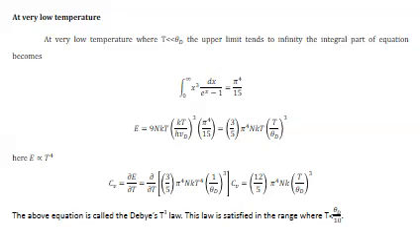Debye's T cube law. This law is satisfied in the range T less than theta D by 10. So, at low temperature, this law is satisfied only up to the temperature T less than theta D by 10. After that, when the temperature goes lower, Debye's theory will not work. So this is the limitation of Debye's theory. If the low temperature goes beyond that, then Debye's theory doesn't work.